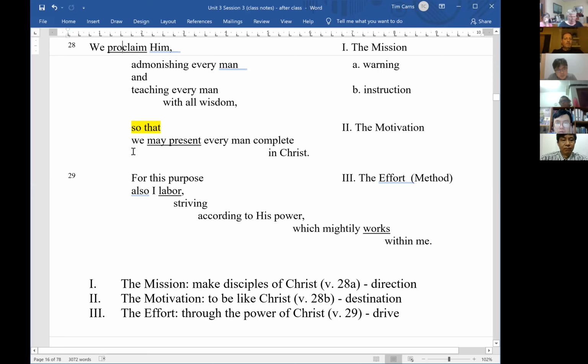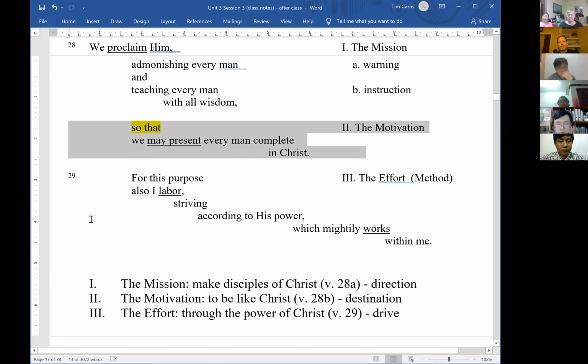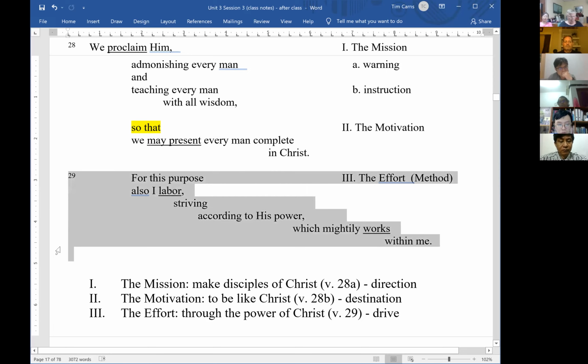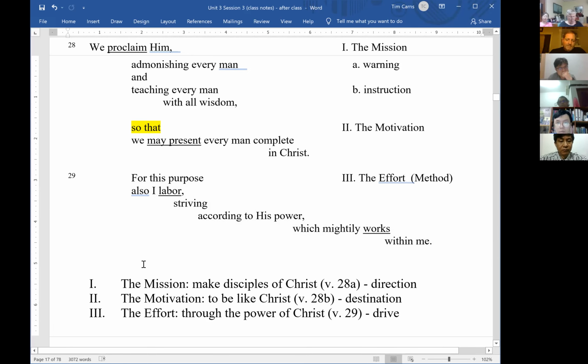So that's why as I look at this text, I see those three ideas or points. We have a main idea, focus, that is the proclamation of Christ and how that is done. But then we also want to remember there's the motivation in doing that, and then there's the effort or drive. We're using Paul's outline here. That too is an important component in the ministry.